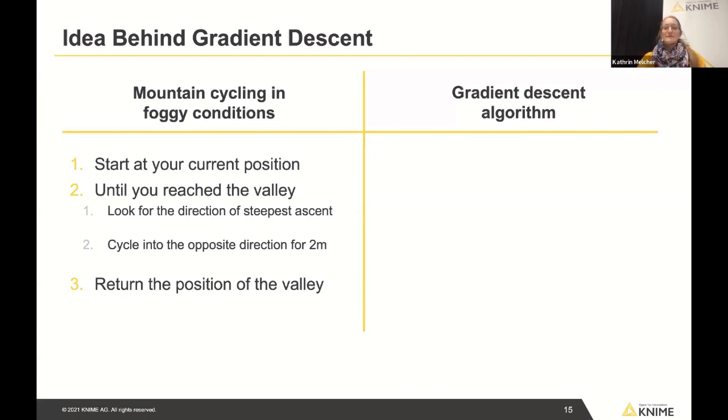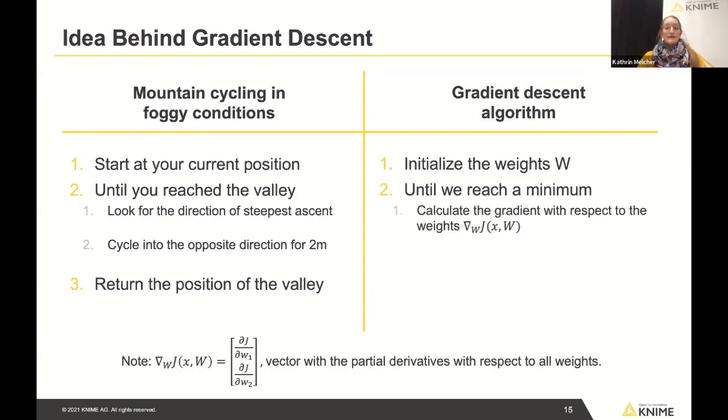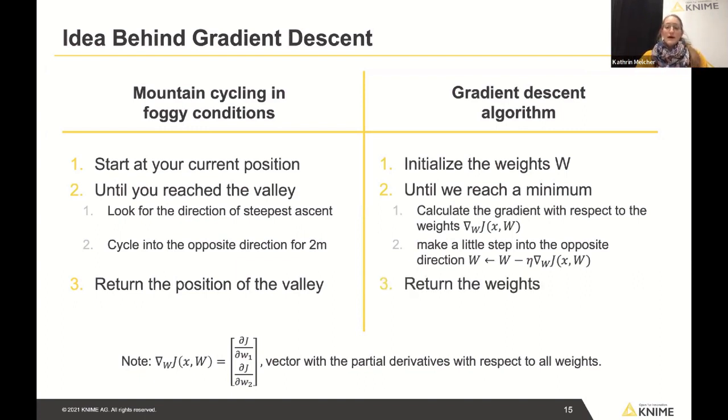Those are exactly the steps which we also perform when we apply gradient descent to find the minimum in our loss landscape. Here we start with some initial weights. That's the current position of the mountain cyclist. Until we reach the minimum, we always calculate the gradient with respect to the weights. That is the direction of the steepest ascent. Then we make a little step into the opposite direction, which is the steepest descent, and we continue doing this until we reach the minimum. Once we reach the minimum, we can return the weights. These are the weights that we then use in our trained neural network.